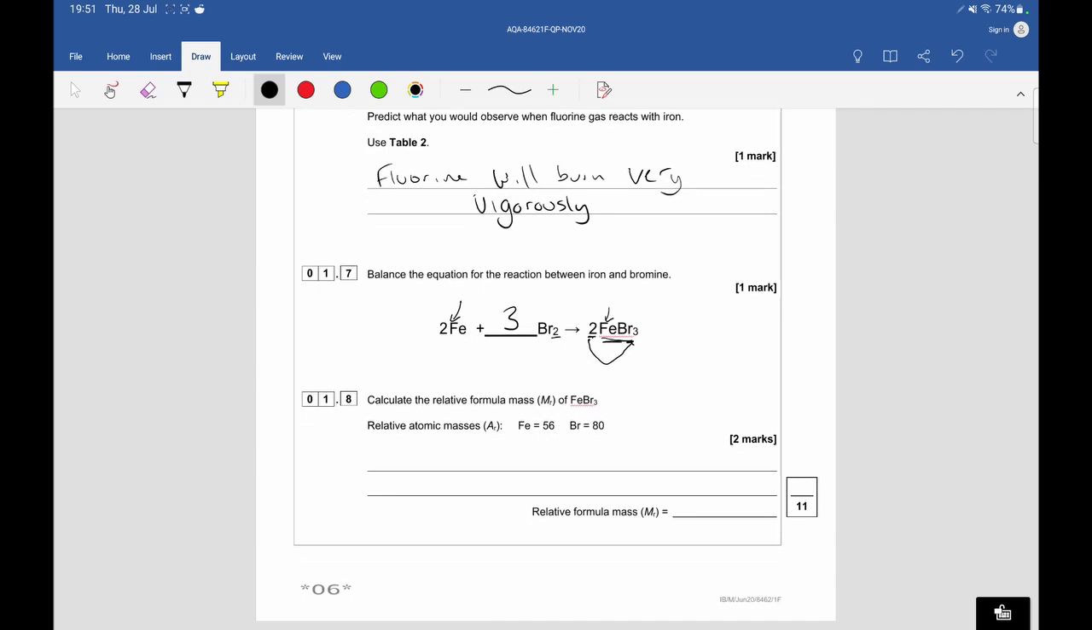Question 1.8 asks to calculate the relative formula mass of iron bromide. The relative mass of iron is 56 and bromine is 80. Well, I've got 1 iron.